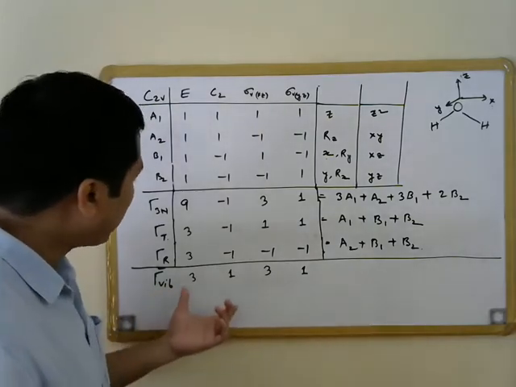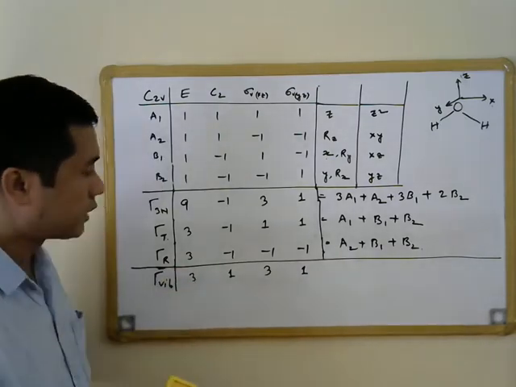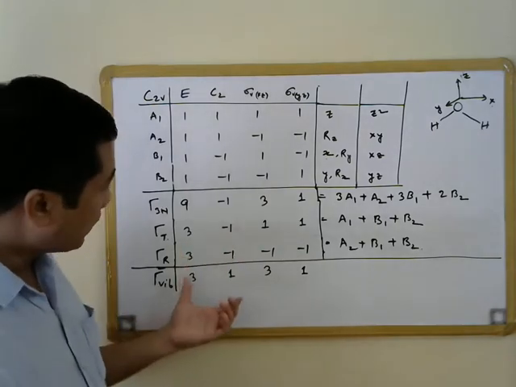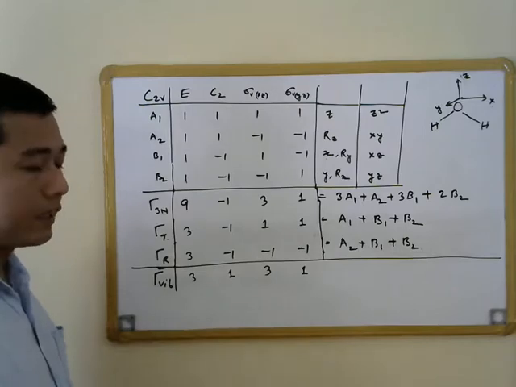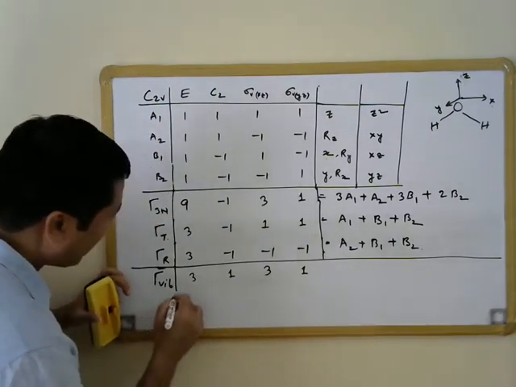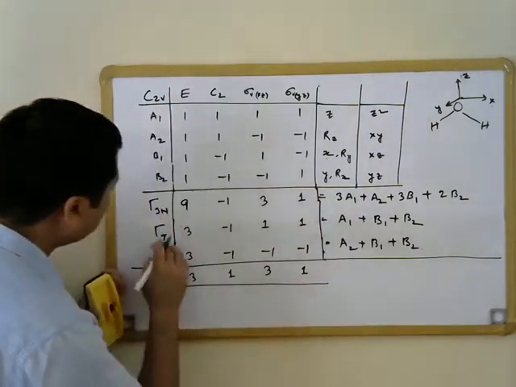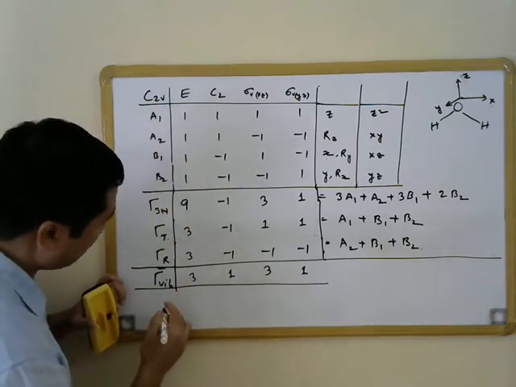So now we have the characters of the reducible representation gamma vibrational, and we can take these characters and then find out how many times these irreducible representations appear in gamma vibrational. So let us do that. Let us find out how many times these irreducible representations in the C2v point group appear in gamma vibrational.